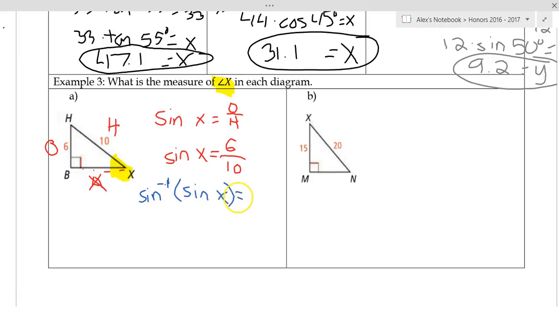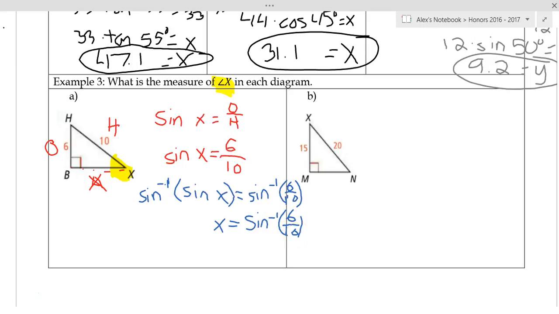So taking the inverse of that, and on the other side, I'm taking the inverse of 6 over 10. For these inverses of sine, cosine, and tangent, they always have to go in front. They can't go in back. You're not doing inverse sine times 6 over 10. You're taking the inverse sine of 6 over 10. So here, the inverse of sine and sine, those cancel out. They're opposites. So I'm left with x equals the inverse sine of 6 over 10.